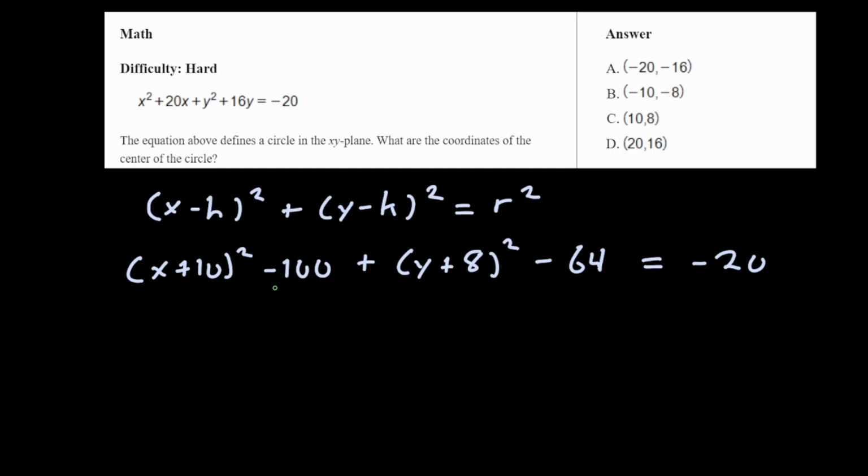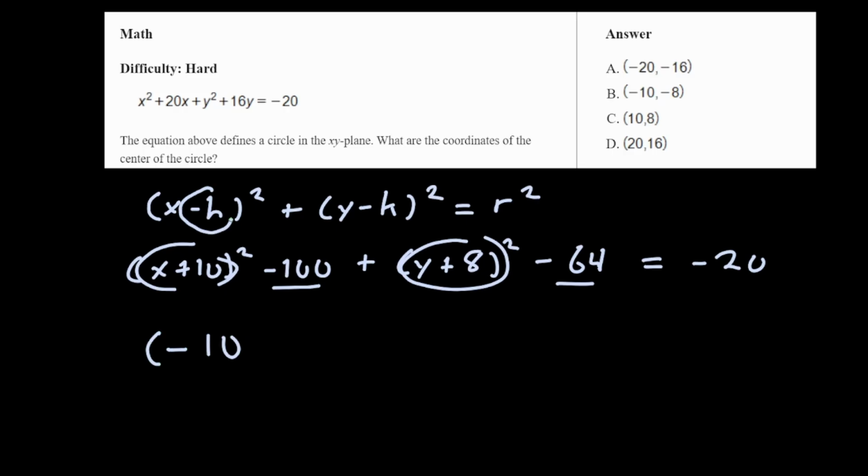So you can move all these constants to the right side, but we already have our information to get our center, h comma k. So we know that our h is negative 10 because this is a minus h. And in order for this to be a plus, that means it had to be a negative number. And same for our k value. So we have negative 10 comma negative 8, which is B.